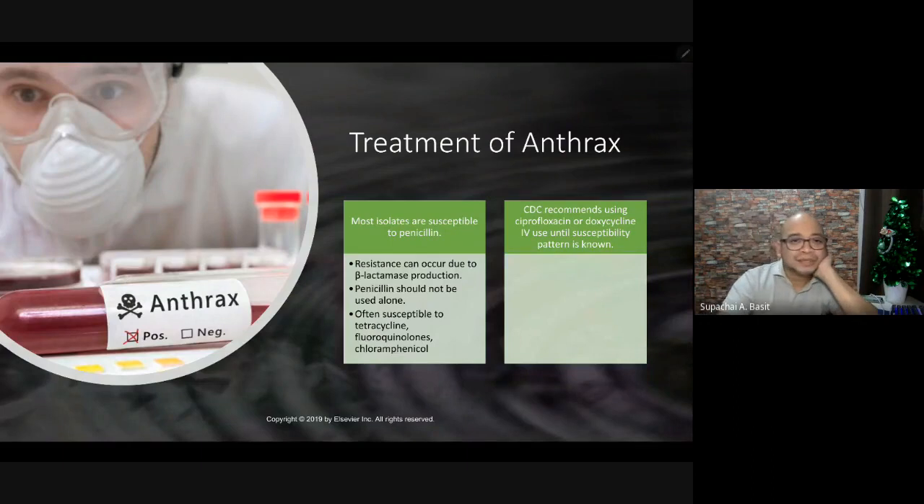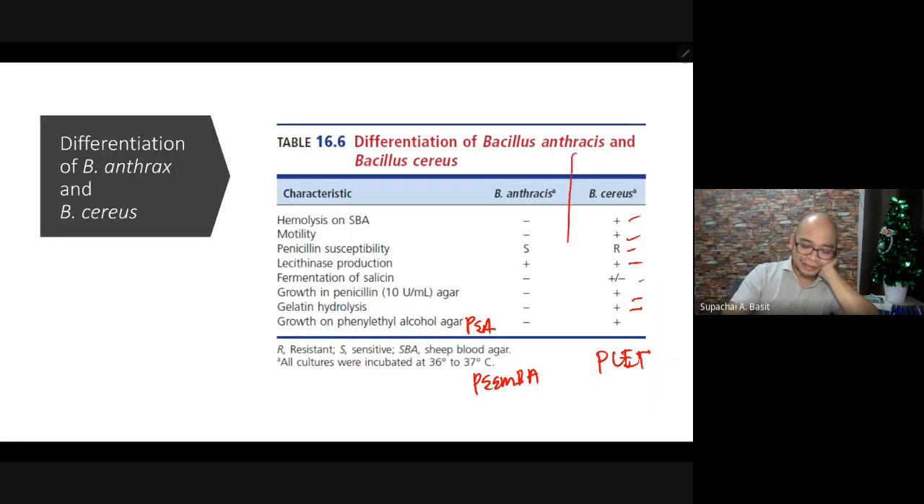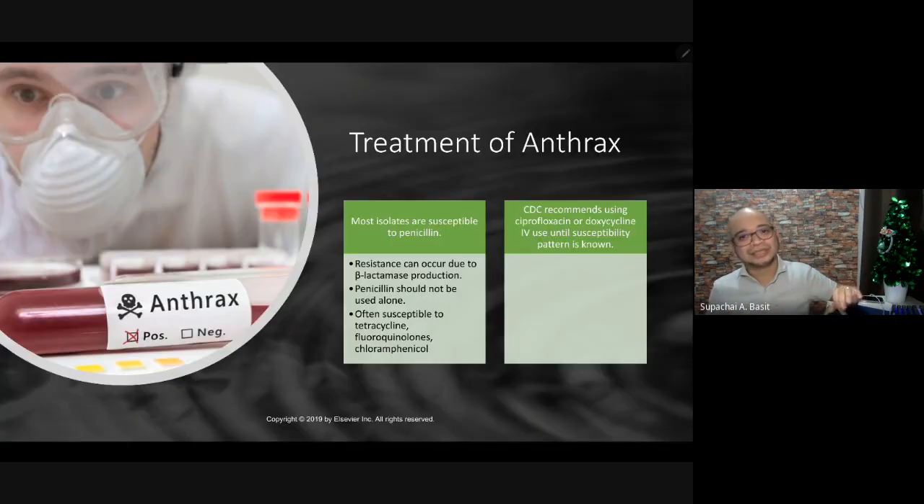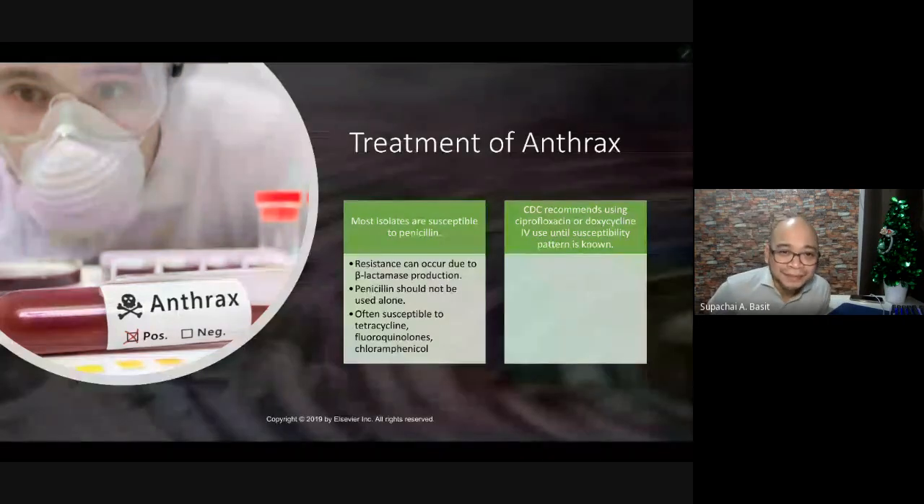Okay, so before we go further, kasi later on, after we discuss Bacillus anthracis, we will be discussing Bacillus cereus. But let's discuss first the treatment for anthrax. So resistance can occur due to beta-lactamase production, so penicillin should not be used alone. Usually we can use other antibiotics such as tetracycline, fluoroquinolones, and chloramphenicol. And CDC recommends using ciprofloxacin and doxycycline intravenously.